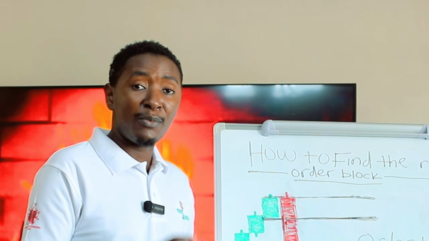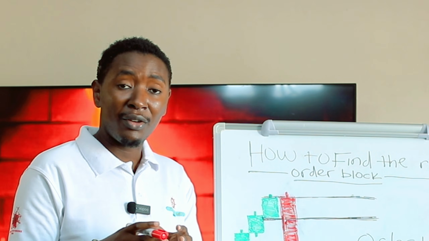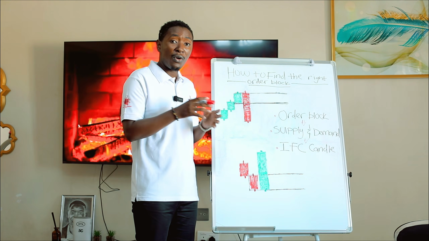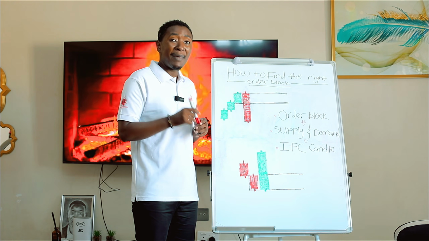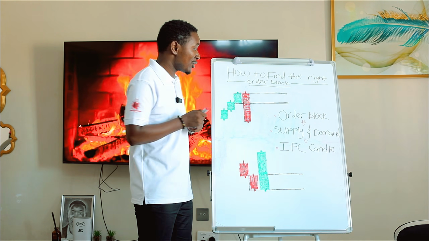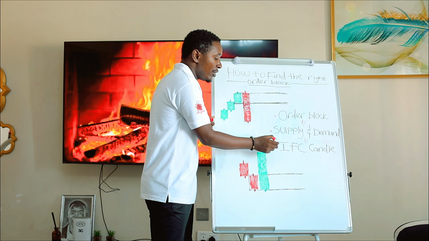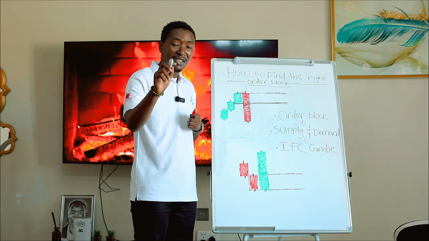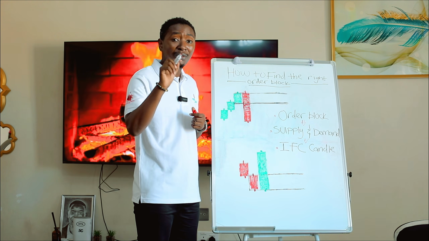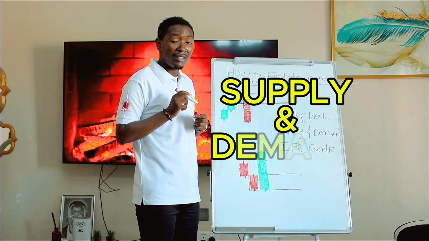Most of the time we might have different terminologies depending on the school of trading that we come from, but the technicalities are the same. So order block is equal to supply and demand and is equal to the IFC candle. With this being so, let me now show you how to find the right supply and demand.